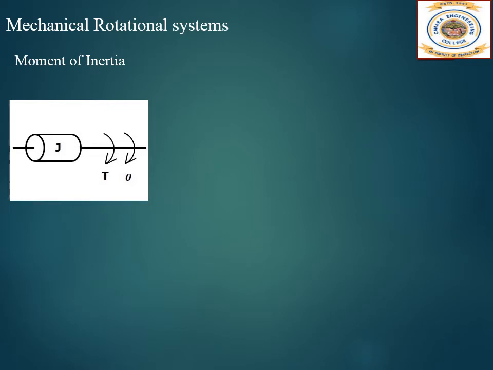The torque applied to a body having moment of inertia produces an angular acceleration. The reaction torque, or the torque due to angular acceleration, is equal to the product of moment of inertia and the acceleration. Here T is the torque, theta of t is the angular displacement, and omega of t is the angular velocity. So the reaction torque is given by J d square theta by dt square.